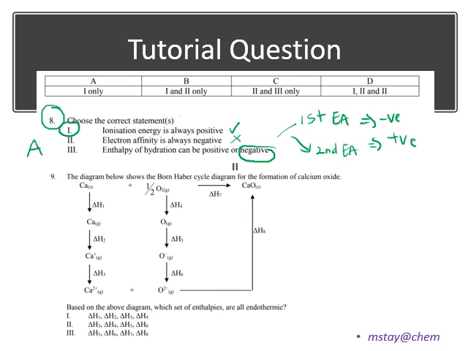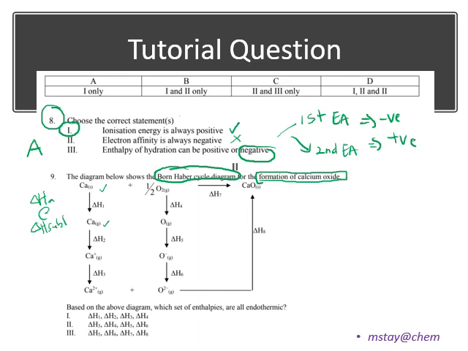Question number 9, the diagram below shows the Born-Haber cycle energy for the formation of calcium oxide. As we already mentioned, the Born-Haber cycle is in topic 2.4. However, it's okay, we just try, based on the definitions that we learned, to identify the type of enthalpy first. When we look here, the physical state is solid and then turns to gas. So this is considered enthalpy of atomization or enthalpy of sublimation.